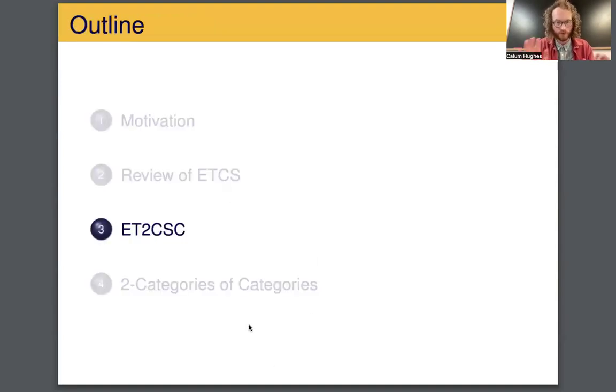Okay, so that's the elementary theory of the category of sets and maybe what I want to say about it. Are there any questions at this point? Doesn't seem so. Thank you.